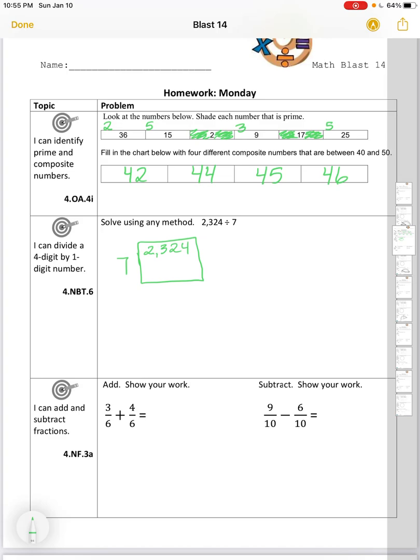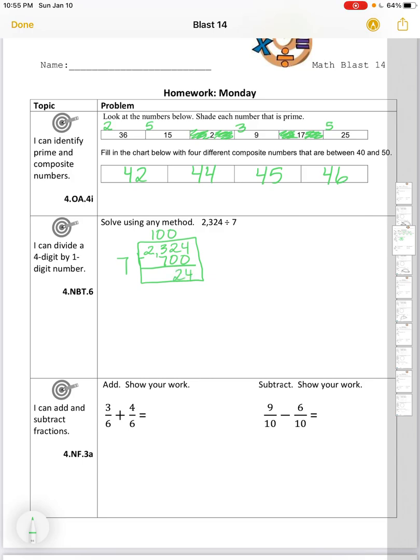So I'm going to ask myself, how many groups of 7 do I want to pull out of that box without going over 2,324? I know 1 seven is 7, definitely not enough. 10 sevens is 70. 100 sevens is 700. 1,000 sevens is 7,000. So it's going to be in the hundreds. Well, again, I said 100 sevens is 700, so I could subtract that.